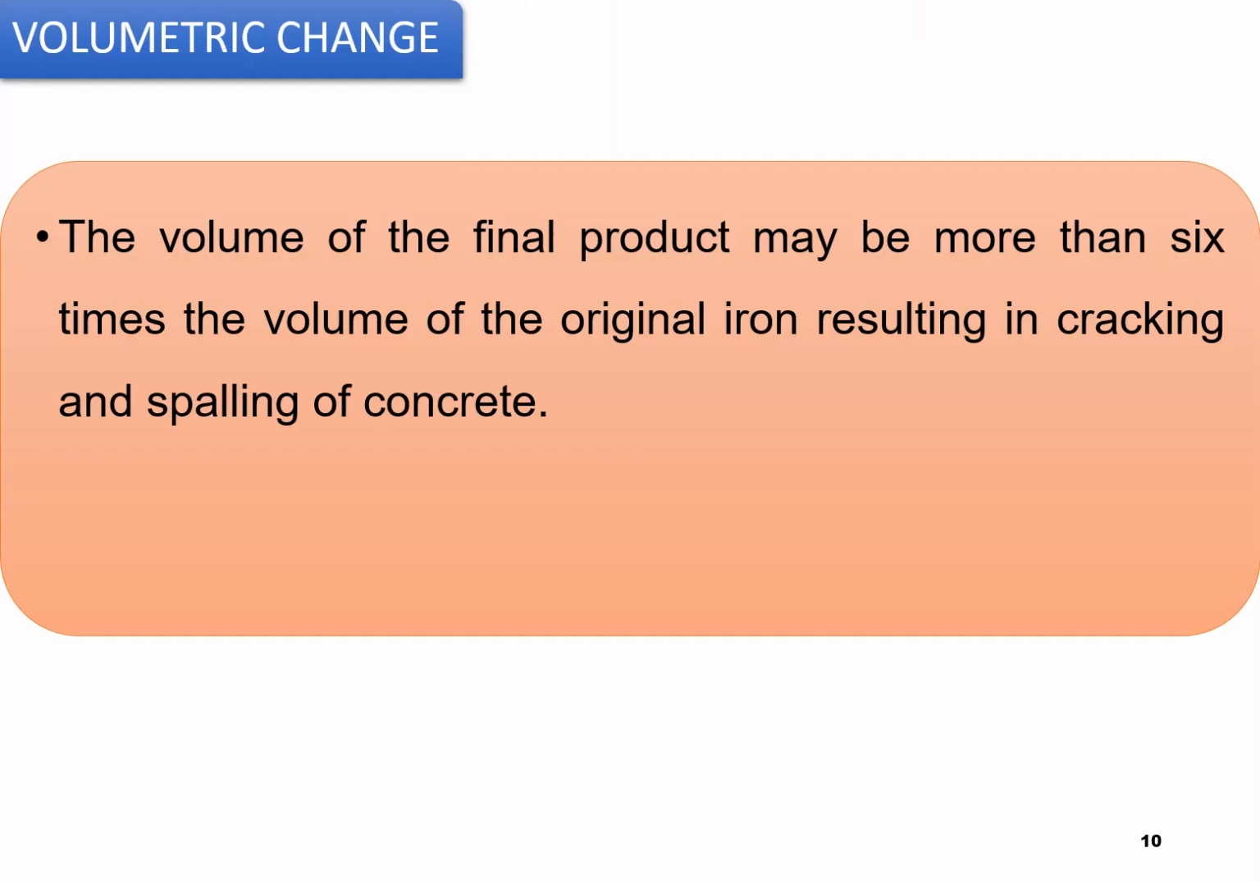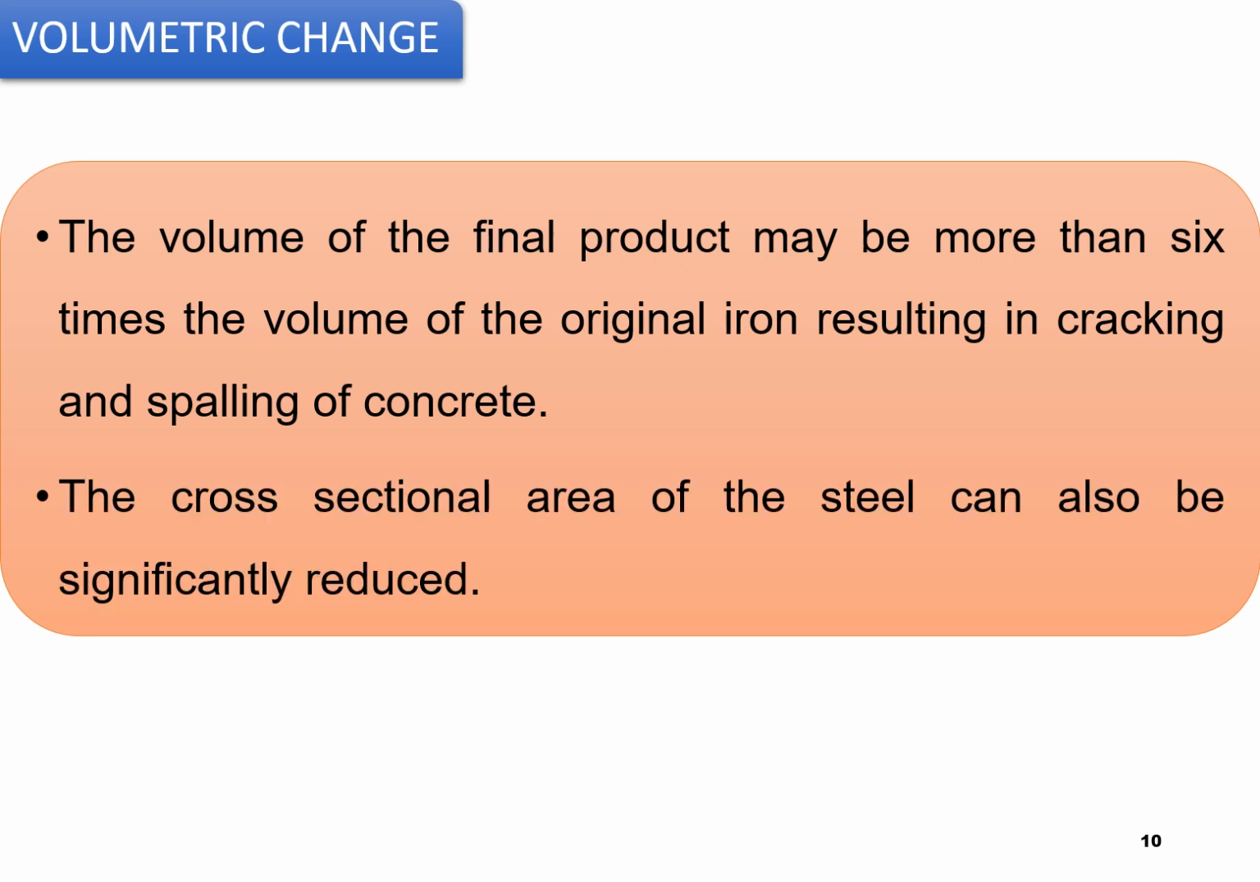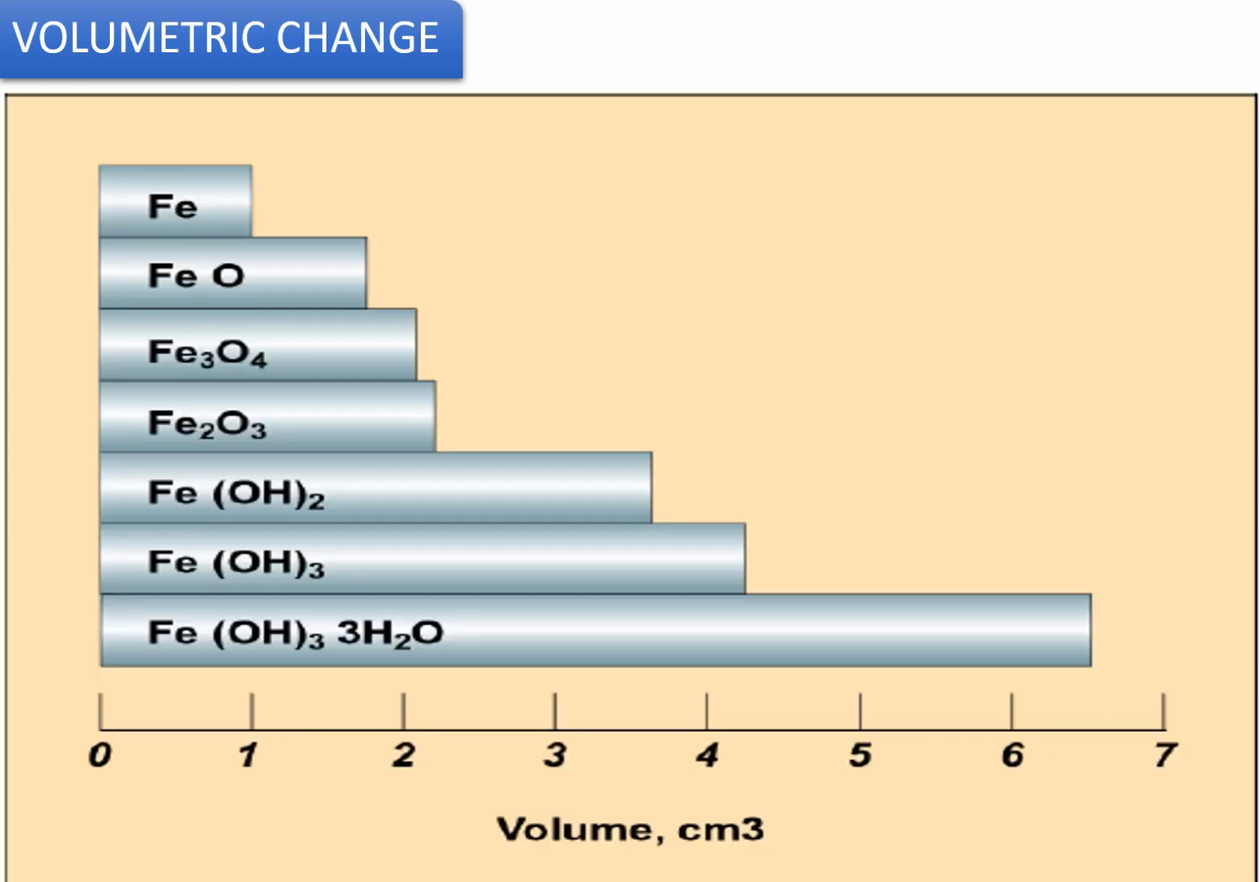Volumetric change, as we have discussed, the volume of the final product may be more than 6 times the volume of the original iron, resulting in cracking and spalling of concrete. The cross-sectional area of the steel can also be significantly reduced. So this is the schematic view of how the steel, when it gets in contact with oxygen and water, reacts and forms different forms of ferrous oxide and then ferrous hydroxide by changing its volume to almost 6.5 times.